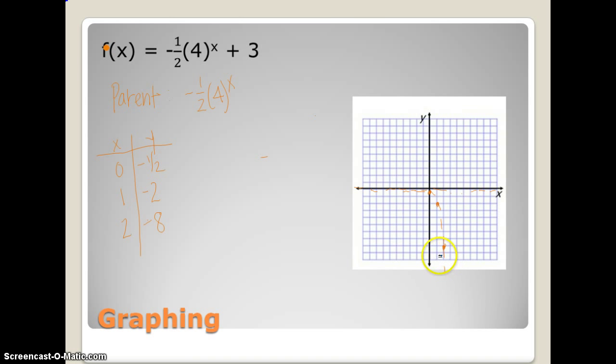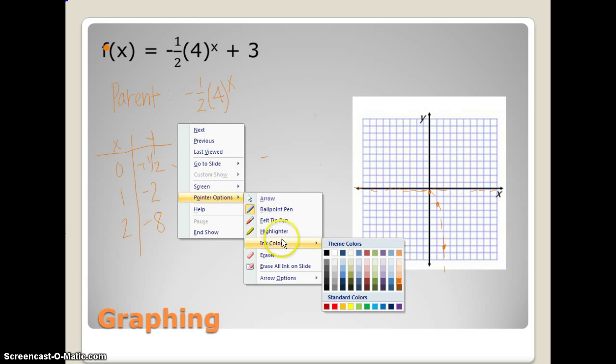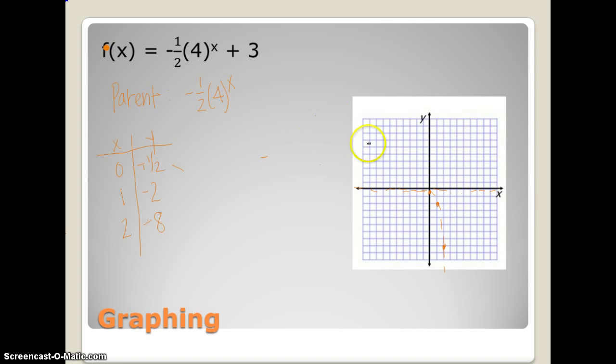All right, now we can apply our transformations. And in this one, we're not going left or right. We're just going up 3. All right, change the pen color for you. Go green. All right, so we're going to take each of our points here, and we're going to go up 3. So we're going to go from 0, -1/2 and we're going to go up 3. 1, negative 2, up 3. We're going to go 2, negative 8, up 3. All right, our asymptote's also going to go up 3. So we're going to go from y equals 0 to y equals 3. And then we're just going to connect our points. All right, and there's our graph.